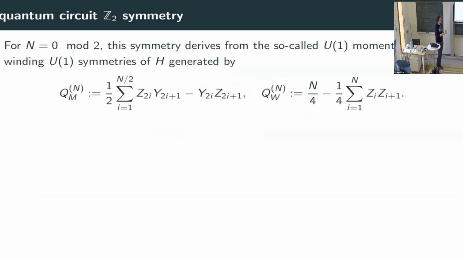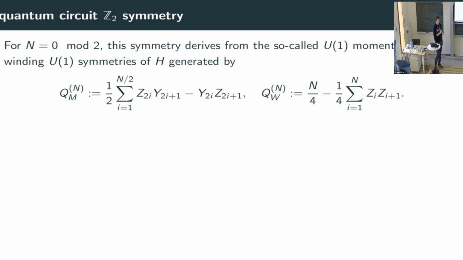To give a bit more background of where this symmetry comes from, we didn't just guess the symmetry. In the case of an even number of sites, and actually more generally, but that is a bit more complicated, this symmetry can be derived from two U1 symmetries of this model. So we have this so-called momentum and this winding symmetry, which, if you know something about free boson CFT, might be familiar to you as well. On the lattice, these things look like this. So you have these two U1 symmetries. They're compact U1 symmetries, so these generators have an integer spectrum.